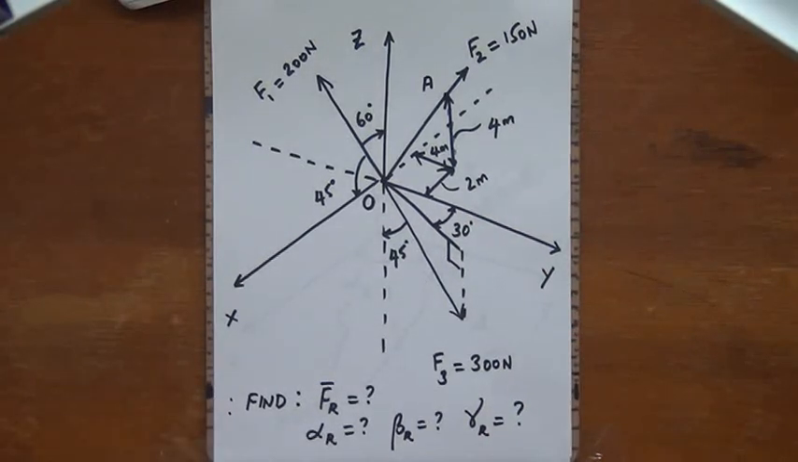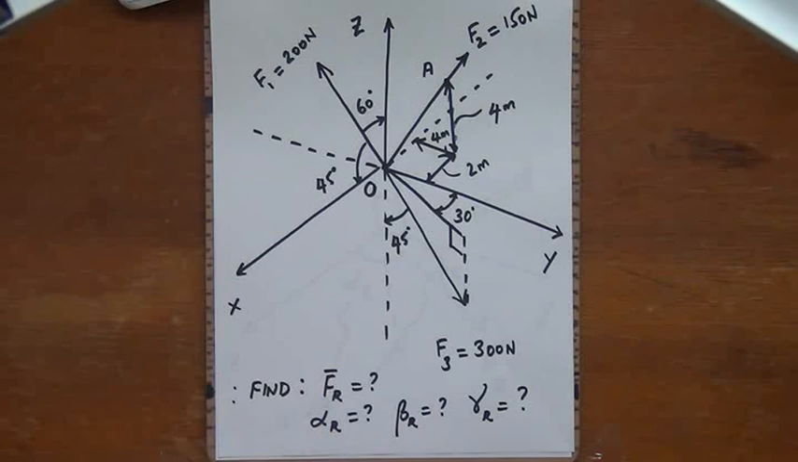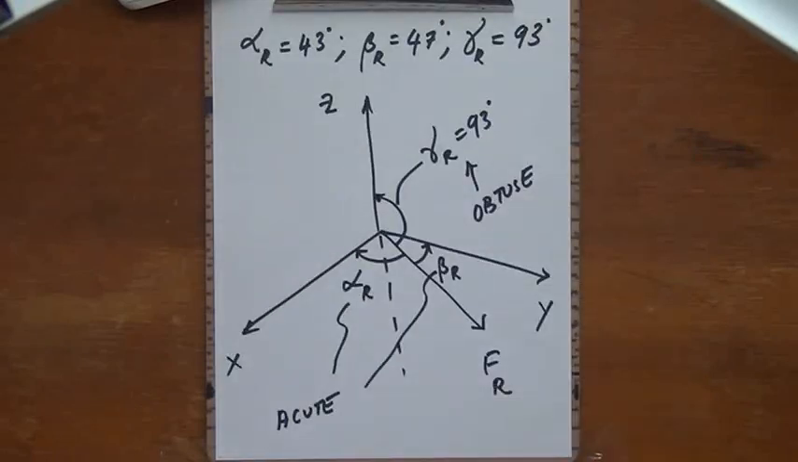And the question asks us to find out what Fr is, written as a Cartesian vector, find its magnitude, and then find its coordinate direction angles. And we went through, broke each of these forces F1, F2, F3 into their Cartesian components, added them up respectively, and then eventually clubbed them all together, found Fr, and then found alpha, beta and gamma r for the resultant, and then we drew the final picture.